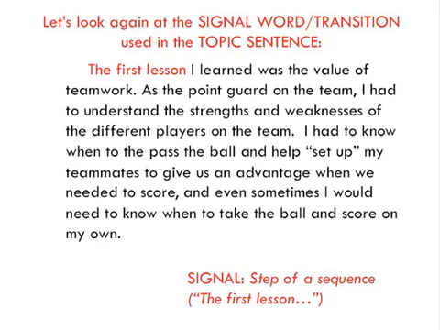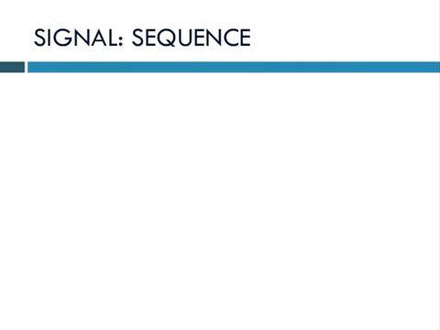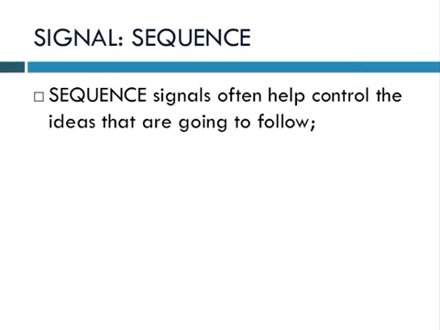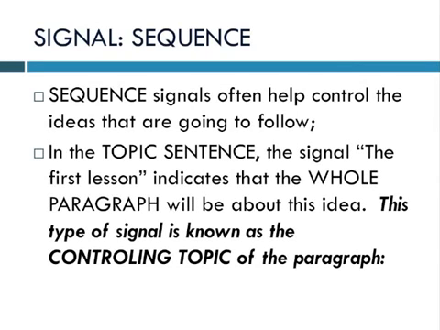Now, of course, I chose this one to go first because I thought this one was perhaps more important. But in general, a sequence does not always have to be steps in order of importance, or even in terms of which comes first or which comes next. This is just one that I chose to go first. So in this case, I could easily say one lesson instead of the first lesson. But the idea is that it gives us an idea. Okay, well, first we're going to learn about this lesson here, and then later we might learn about another lesson in the rest of the essay. So sequence signals often help control the ideas that are going to follow.